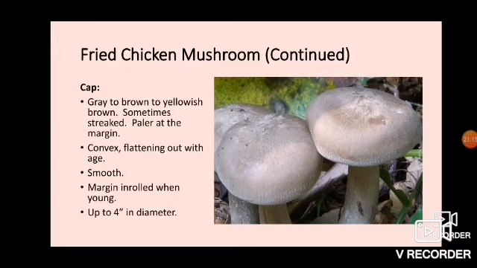They are convex, flattening out with age. When you run your finger across them, they are smooth to the touch. The margin is enrolled when young. Then these grow up to about 4 inches in diameter.